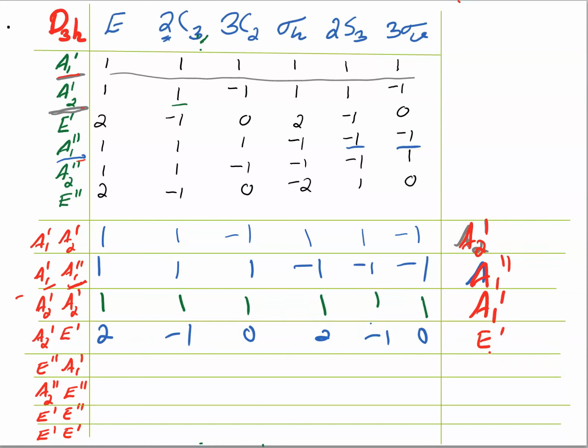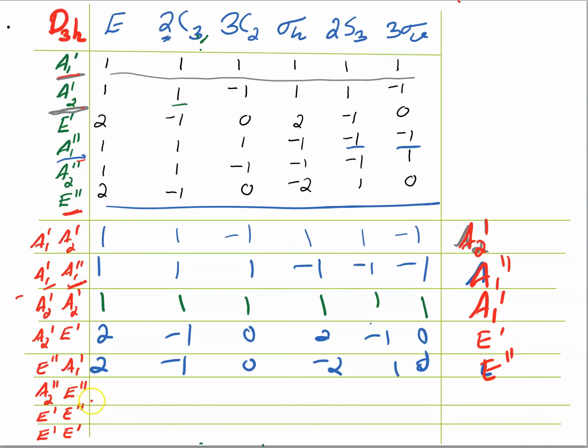E dash. Now E double dash with A1 dash. Where is E double dash? This one. E double dash and A1 dash. A1 dash is the totally symmetric representation. No doubts, multiplying with A1 dash means we will get the same matrix: 2, minus 1, 0, minus 2, 1, 0. This matrix itself, because we are multiplying all with 1. Therefore it will be equal to E double dash. Okay, no problem.